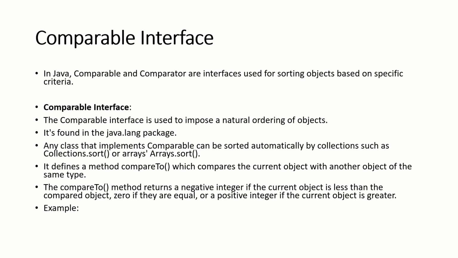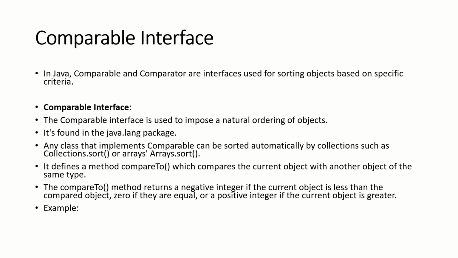It defines a method compareTo. Inside the Comparable interface, it has one single abstract method which is compareTo, which compares the current object with another object of the same type. When we do the implementation, I will show you all those things. The compareTo method returns a negative integer if the current object is less than the compared object, 0 if they are equal, or a positive integer if the current object is greater than the other object.